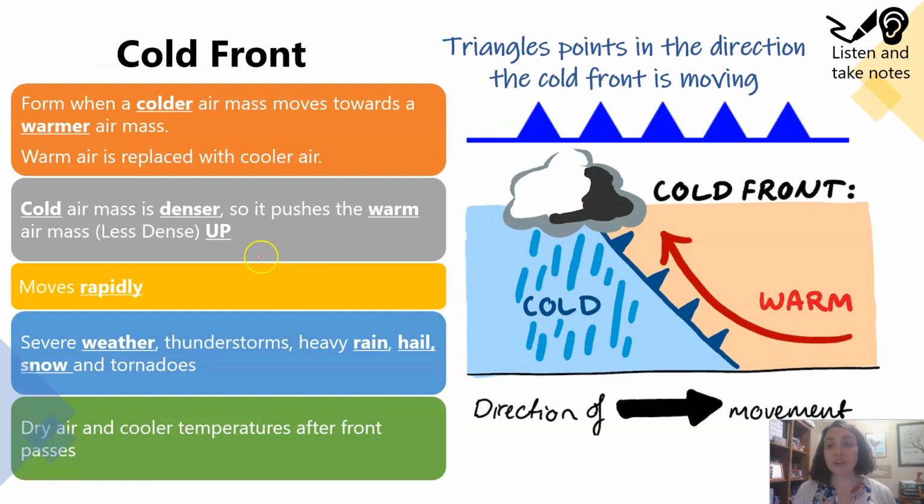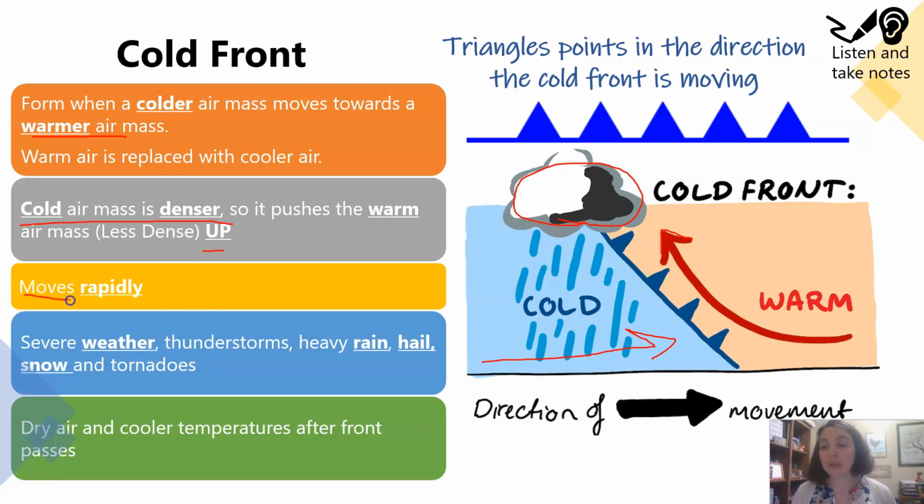A cold front forms when a colder air mass moves towards a warmer air mass, replacing the warm air with the cold air. The cold air mass is denser, so it pushes the warm air mass up. And you can see here in the picture, the cold air mass is moving to the right, pushing that warm air up. And you get these clouds because the water in the air is condensing when it comes in contact with the cold air, right? You remember that something that is a gas turns into a liquid, meaning it condenses when it gets cold enough.